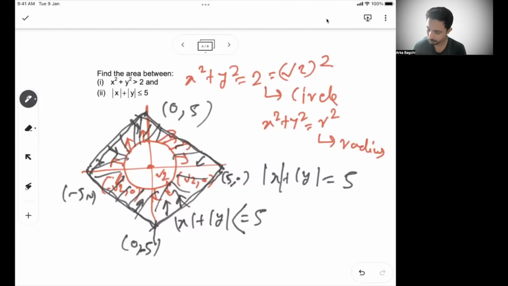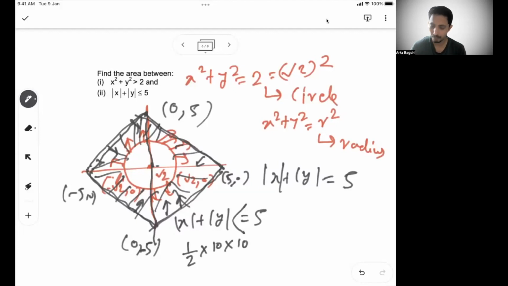If this is a rhombus, what will be the whole area? The area of a rhombus is half into the product of its diagonals. Now its diagonals are 10. So this much is 5, and this much will be another 5. So the diagonals are 10. So half into 10 into 10.